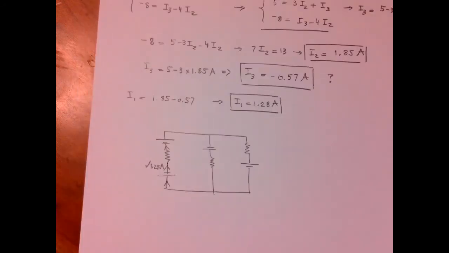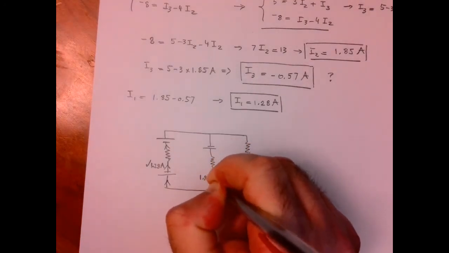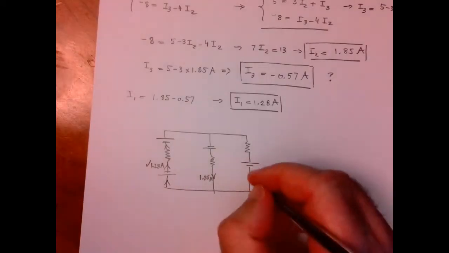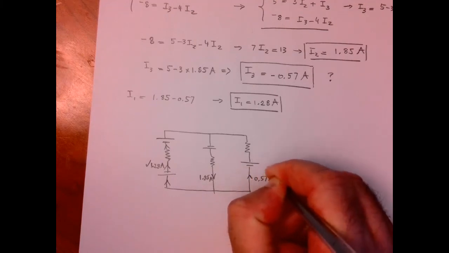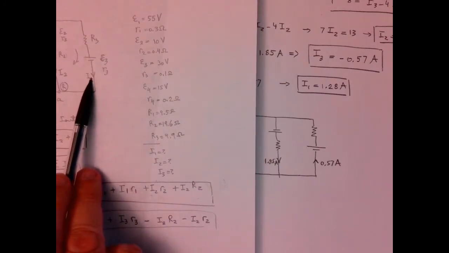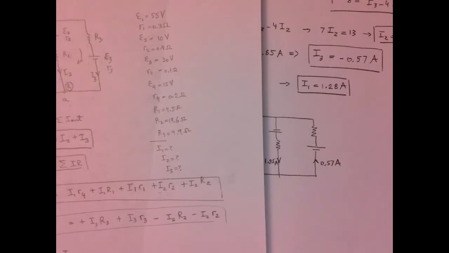I2 I chose initially to go down, so because of that and because it is positive, that is going to be correct. But I3 I chose to go down, and now I got a negative value, which means I'm simply going to flip the direction of the current. So if you look at your original picture when we started and now when we ended, look how I3 used to point down at the beginning of this problem, but now it points up. And the reason for that is because I found a negative value here for the current.